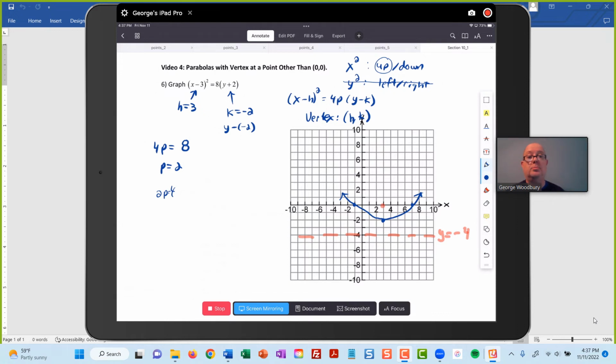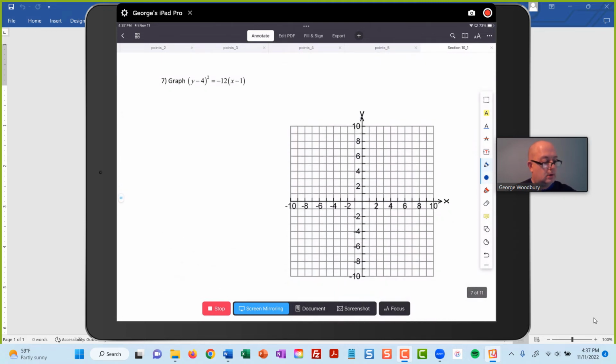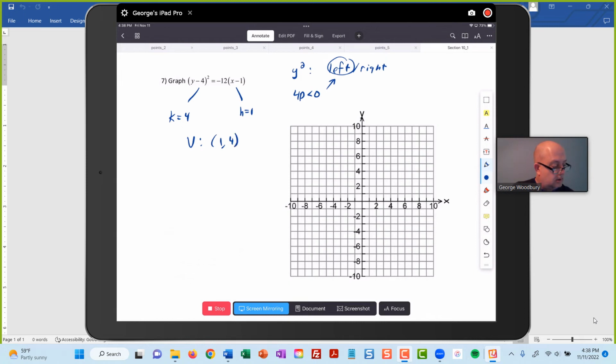Let's take a look at one that's going to open to the left or the right instead. So I've got y squared. That tells me that it's either left or right. 4p is negative. It equals negative 12 in this case. That tells me that it's going to open to the left, in the negative direction for a horizontal parabola. h equals 1 because that's what's being subtracted from x. k equals 4, that's what's being subtracted from y. So the vertex is at (1, 4).